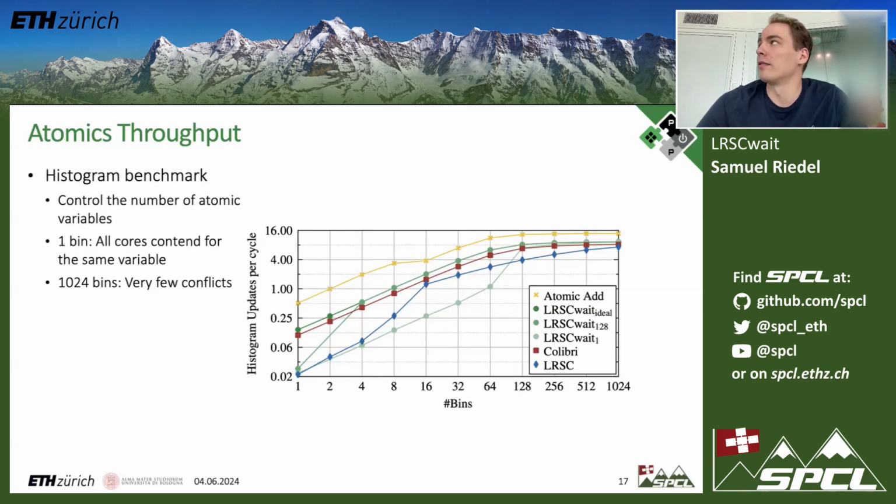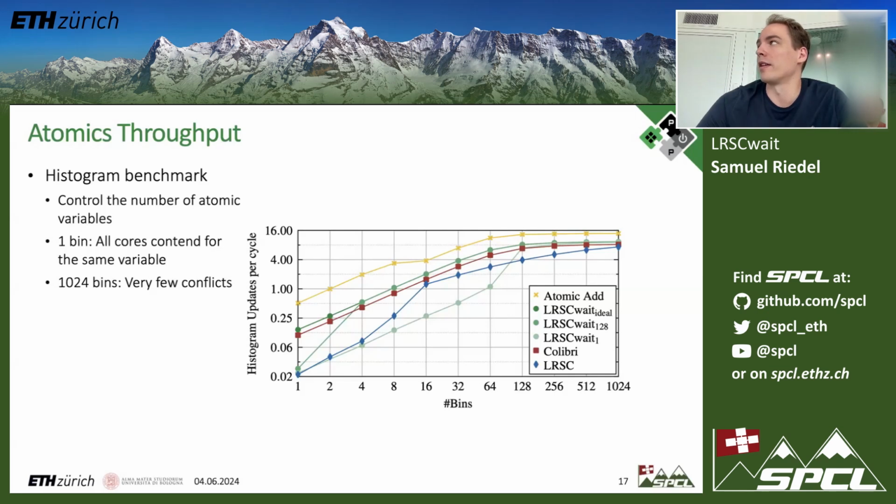And we can see, just as a reference, we have the atomic add, which is almost the ideal implementation of this. It's just a single cycle addition directly at the memory. So this can be seen as our roofline. And then we have in green the load reserve store conditional wait implementation. So at the top, the ideal one.